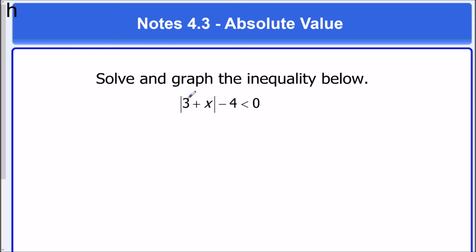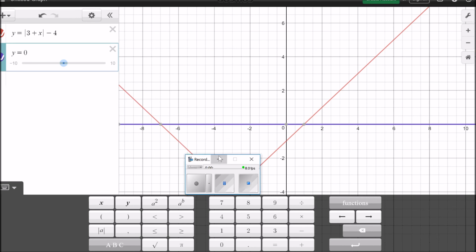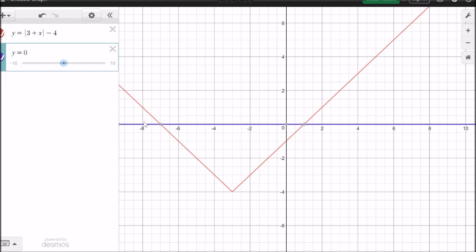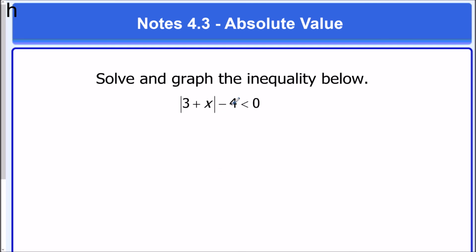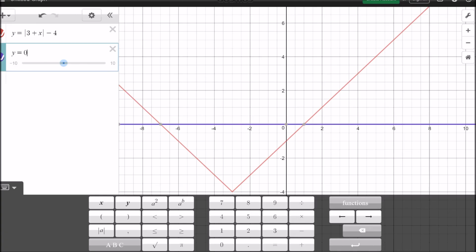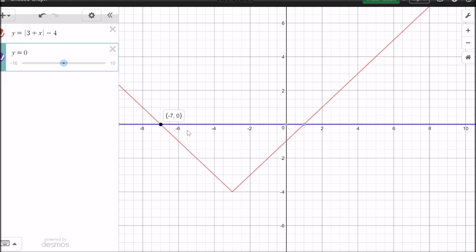So I want to look at it graphically first. If I take a look at what we have here graphically, we know that the absolute value of 3 plus x minus 4 is this red one right here, and then y equals 0 is this purple line that we have here. And I want to know when the absolute value is going to be less than 0. So I'm going to find out when it's going to be below this purple line right here. So that means that it would be anything between -7 all the way to +1. Okay, so graphically we can see our answer.